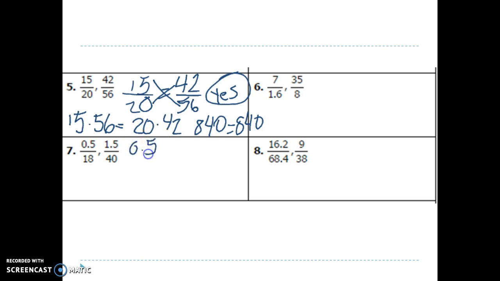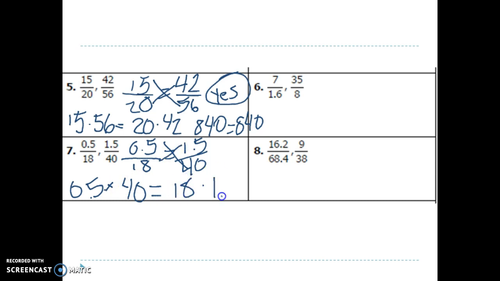So our proportion is going to be that first one, 0.5 over 18. And we're saying it's going to be equal to 1.5 over 40. Or at least we hope, if it's a proportion. So really, first cross product, 0.5 times, so I'm going to use an X for my times this time so we don't get confused, 40. We're saying that should be equal to 18 times 1.5.